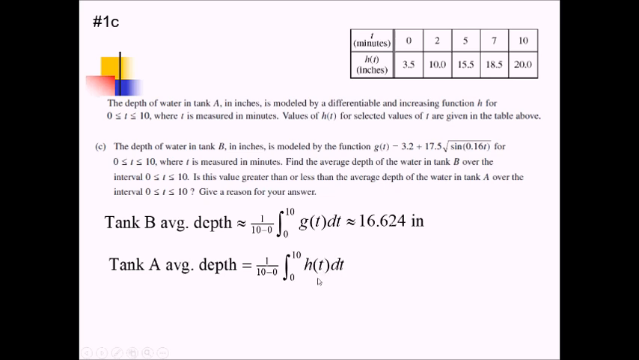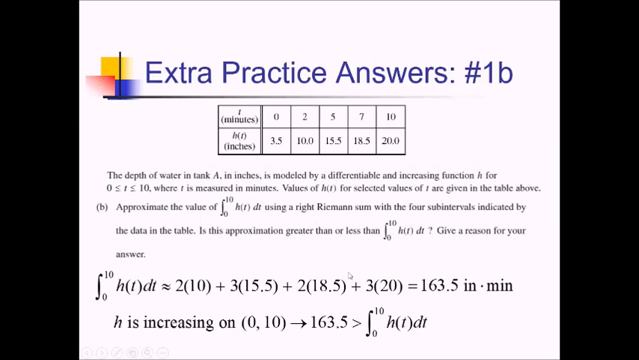And here we run into a little bit of an issue because we don't know what h of t actually is algebraically. So we can't use our calculator to come up with a value like we did for g of t. But we have a little bit of a way around this. You might remember back in part B, which I'll go back to now. Here's part B again. We were asked to approximate the value of the integral from 0 to 10 of h of t dt. And we did that using a right Riemann sum, and we found that value was 163.5.